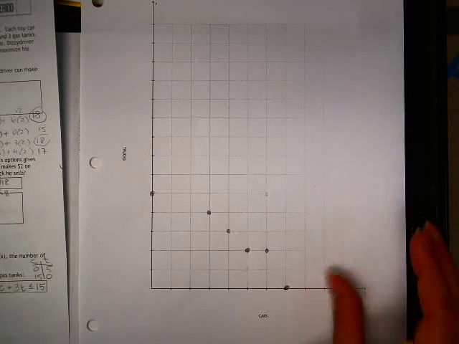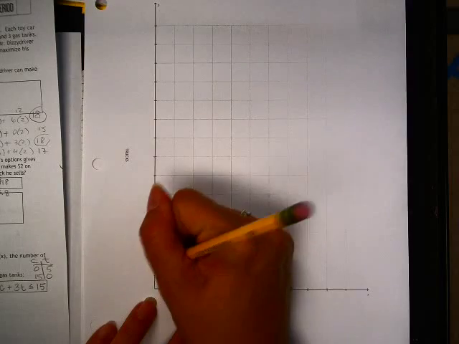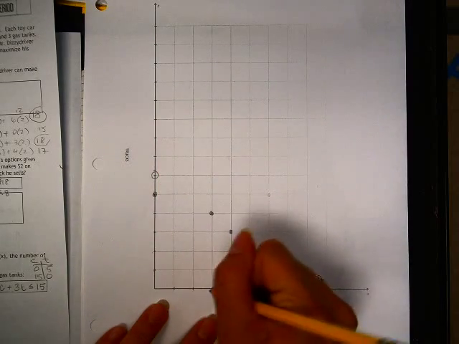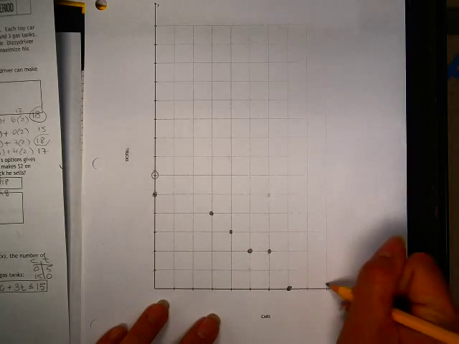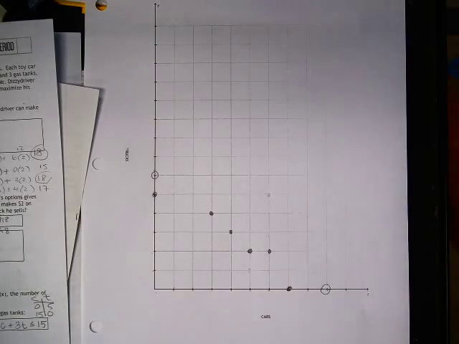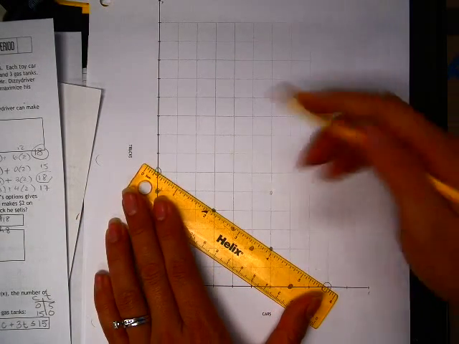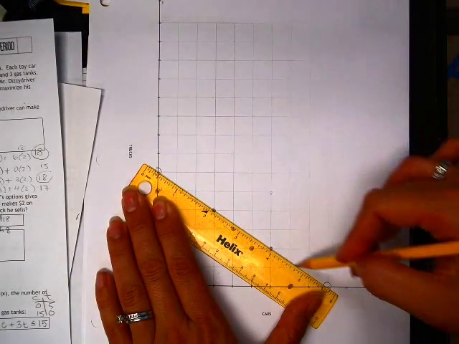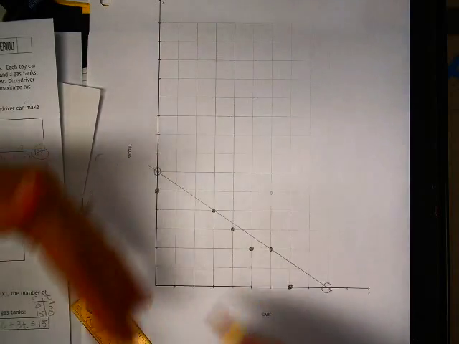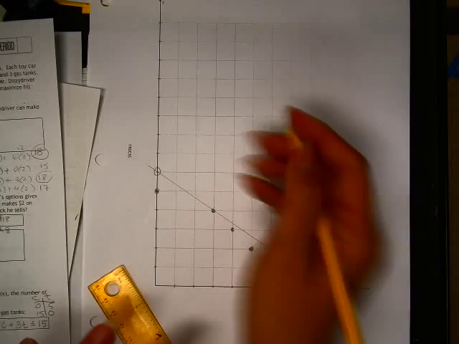So for the first one, for the wheels, it was 0 cars and 6, 1, 2, 3, 4, 5, 6. And then 1, 2, 3, 4, 5, 6, 7, 8, 9. And so if I graph that real carefully, just barely long enough, I get this. And so everything has to be within my wheels that I've got going on here. So this was my wheels.